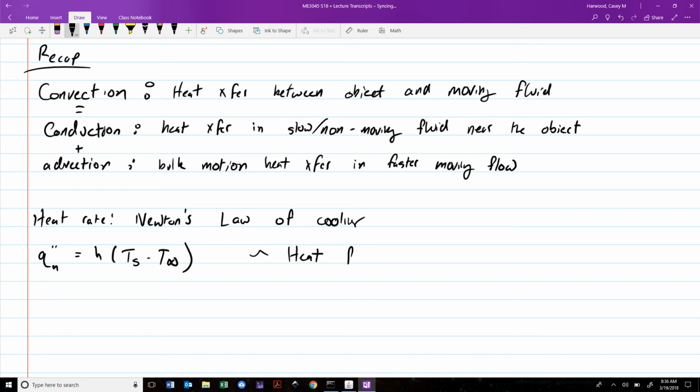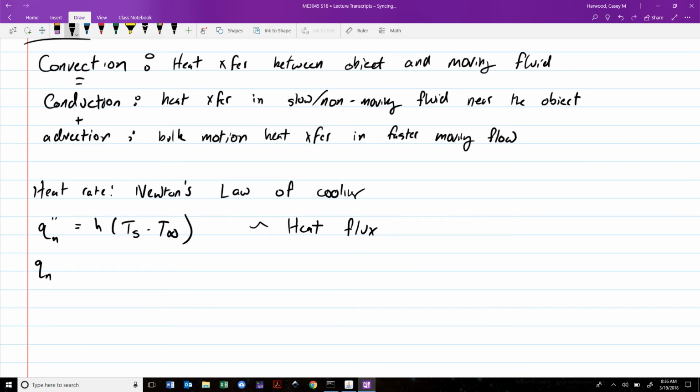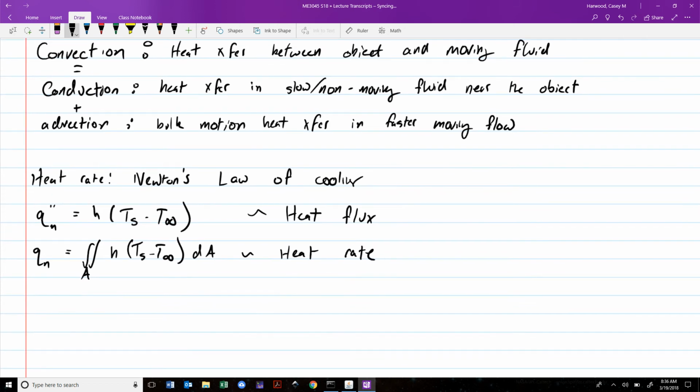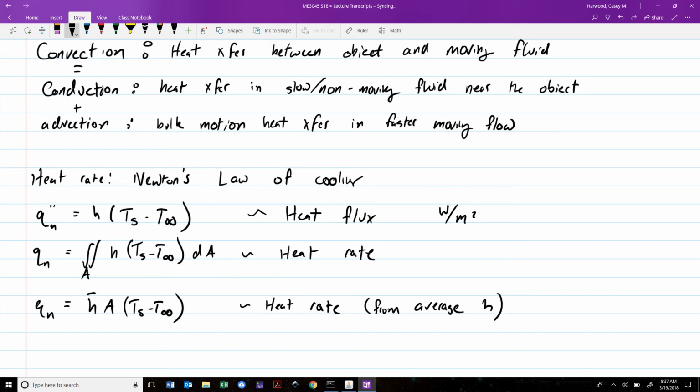So if we were to integrate that heat flux, h (Ts minus T infinity) dA, over the area of whatever surface we're considering, we would get the heat rate. And an alternative way of getting the heat rate is if we were to move all the constants, for example this temperature difference, outside of the integral, we would end up being able to write the same q as h bar times A times (Ts minus T infinity). So this is also the heat rate, but using an average h. So flux is in watts per meter squared. This is just in watts, and this is just in watts.